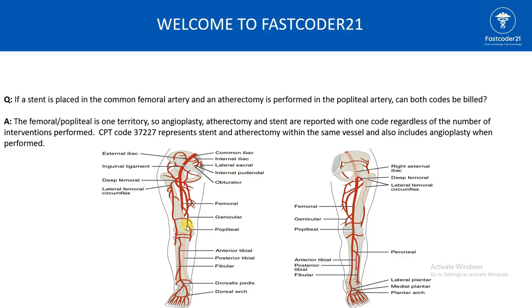In the femoral popliteal territory, irrespective of the number of procedures, we need to code the highest expense or most complex procedure. Here the physician has performed angioplasty, atherectomy and stent in the same femoral and popliteal territory. So here we need to code 37227, which represents stent and atherectomy within the same vessel and also includes angioplasty when performed. Basically, angioplasty is included in atherectomy and stent insertion. We do not need to code angioplasty separately.